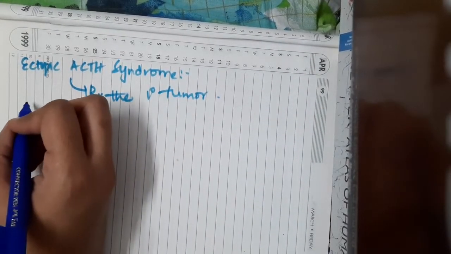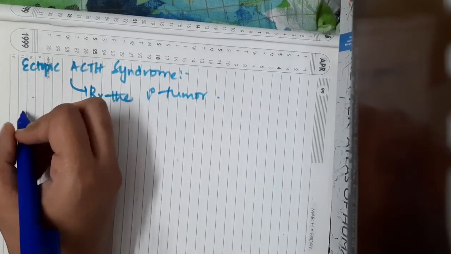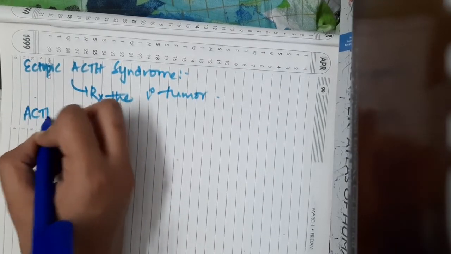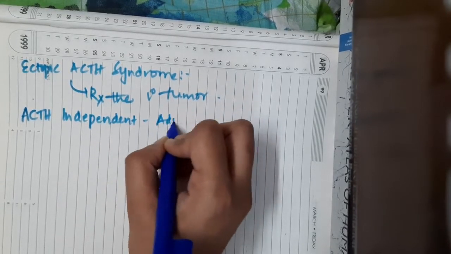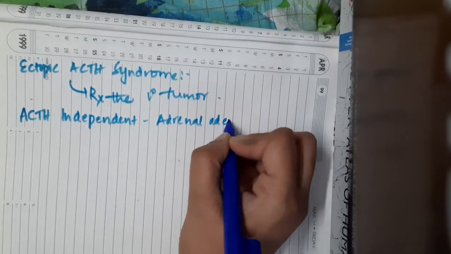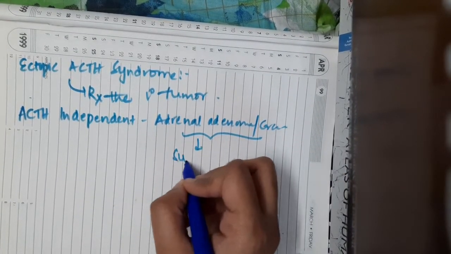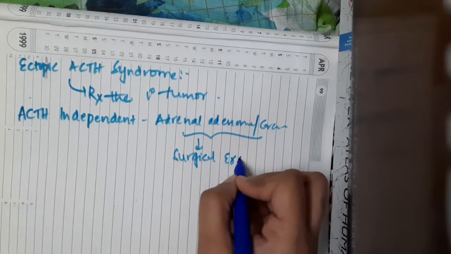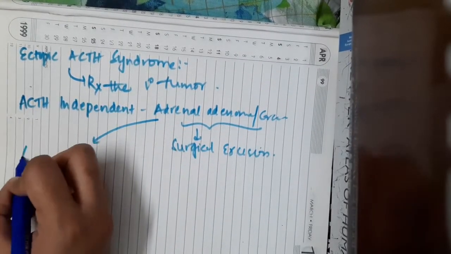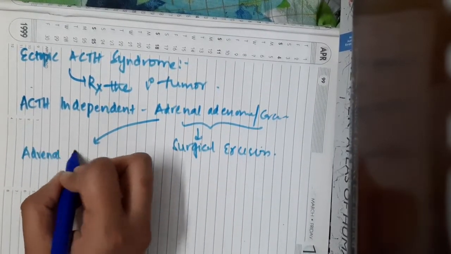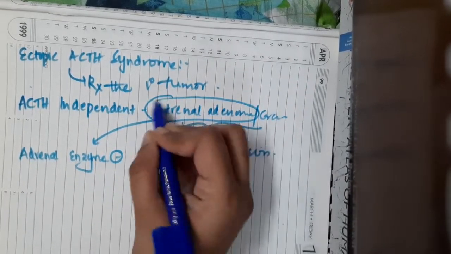Then for the adrenal gland, whenever the Cushing syndrome is ACTH independent and is due to adrenal issues like adrenal adenoma or adrenal carcinoma, then you will definitely have to do surgical excision. Next, if it is due to adrenal adenoma, we have something called adrenal enzyme inhibitors. These are used only if there is adrenal adenoma.